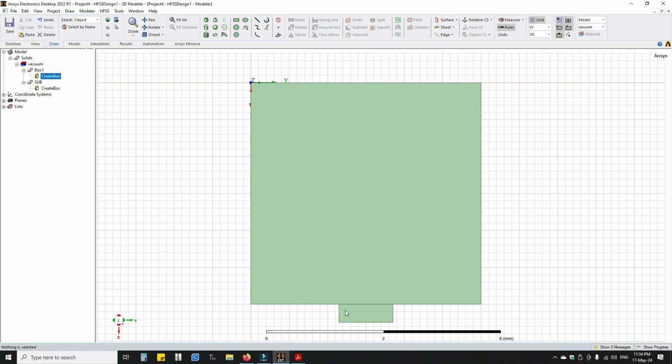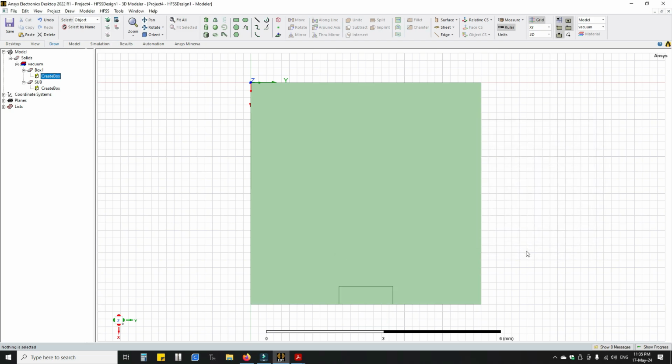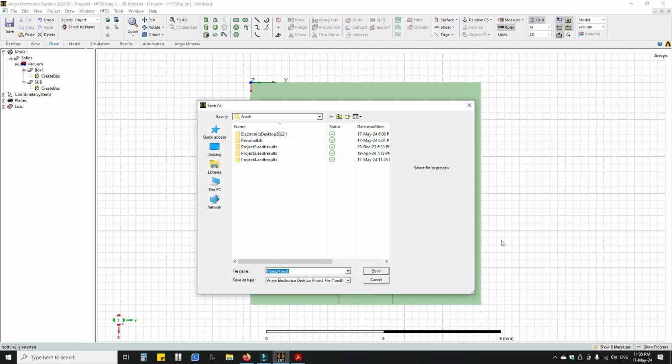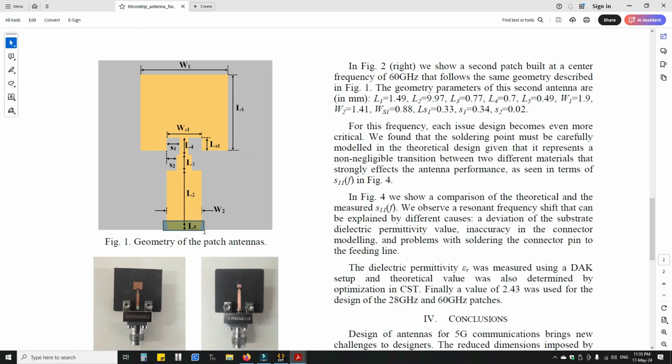But unfortunately, we need to fold towards the substrate. So that's why here, towards the x, put a negative sign here. That's it. I'm going to save my project. Good. Okay, next one.